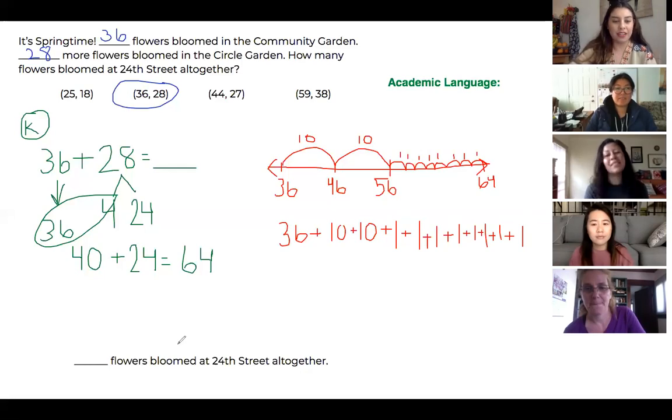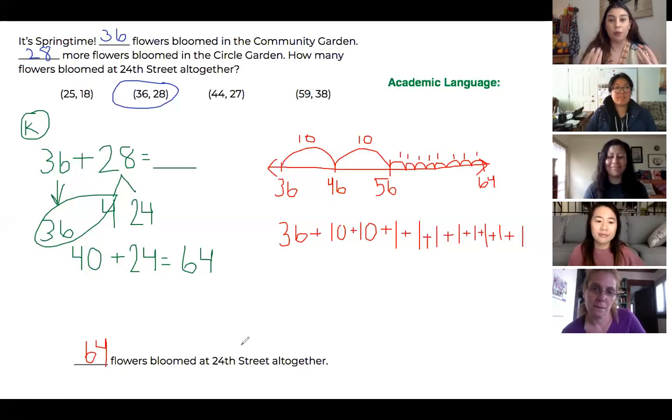So using the sentence we have here, can I have Miss T read how many flowers do we have at 24th Street altogether? 64 flowers bloomed at 24th Street altogether. Beautiful. So remember, bloomed is another word for grew. So 64 flowers bloomed, grew, at 24th Street.